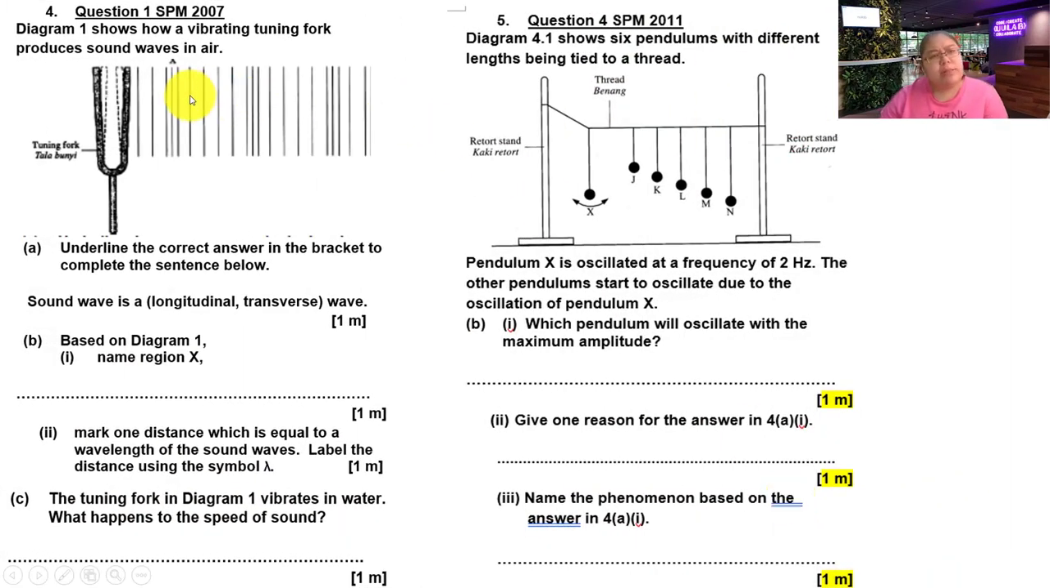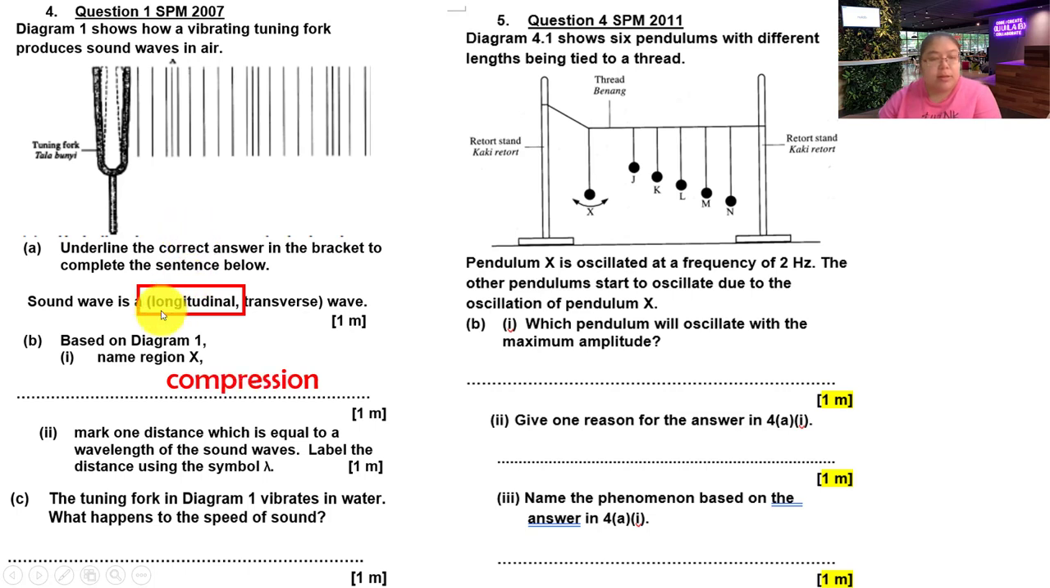Okay, then we go to question 4. That's a tuning fork producing a sound wave. You need to underline the correct answer in the bracket. Sound wave is a longitudinal wave. Based on diagram 1, you need to name the region X. This one is region X. Region X is close together, so we call it a compression.